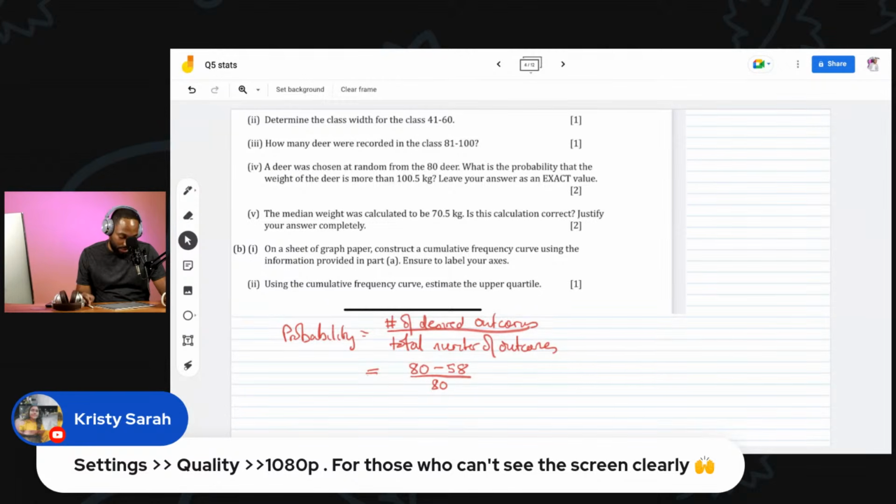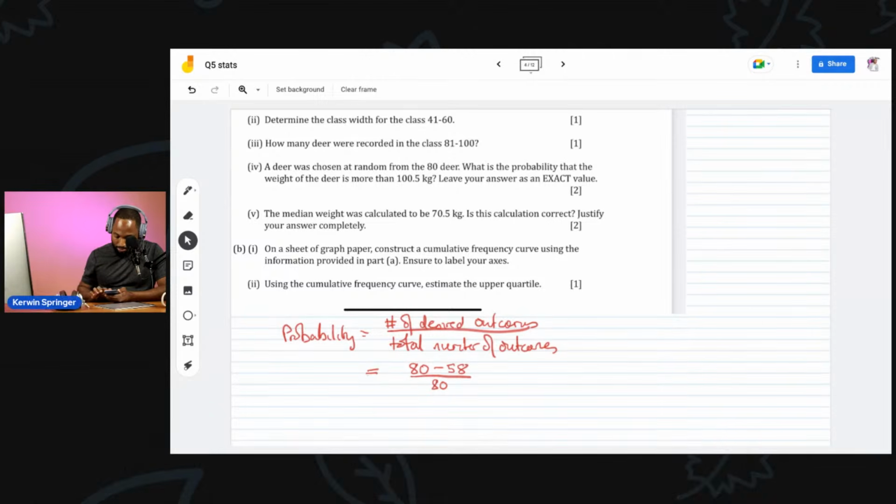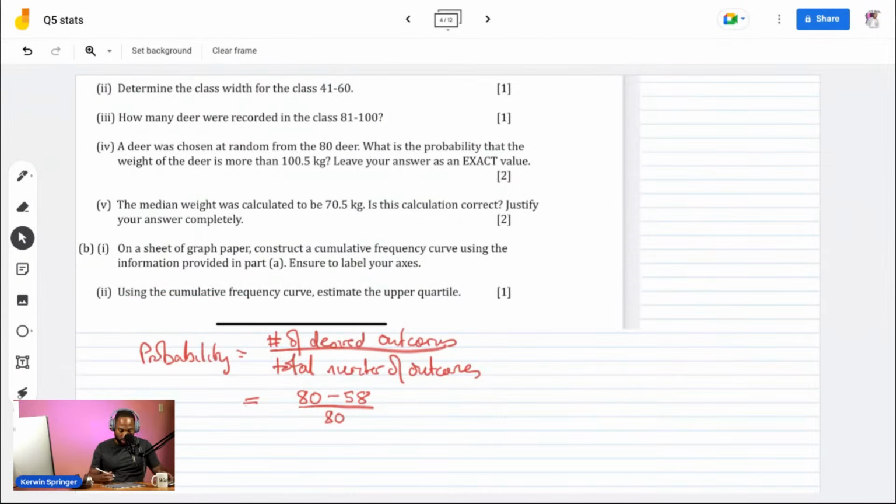They didn't ask you for mean. They asked me probabilities. What are you doing right now? You're jumping the gun. Thanks. So 22 over 80, which could break down to what? 11 over 40.